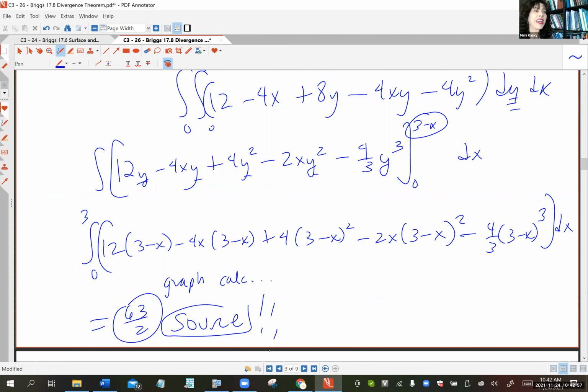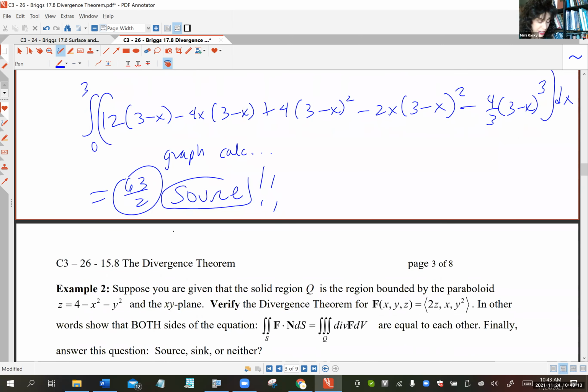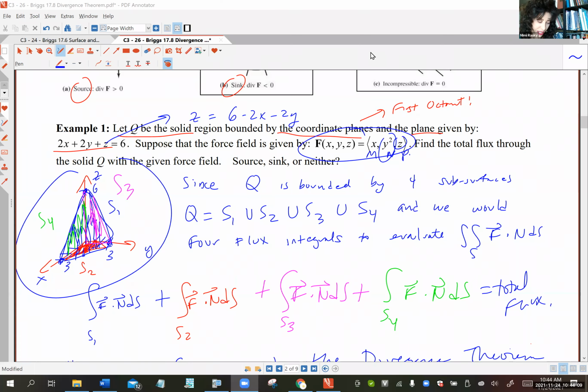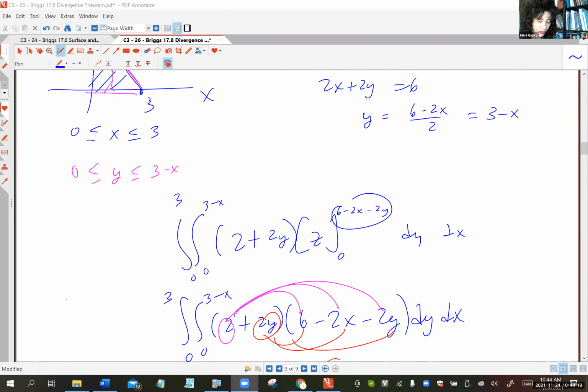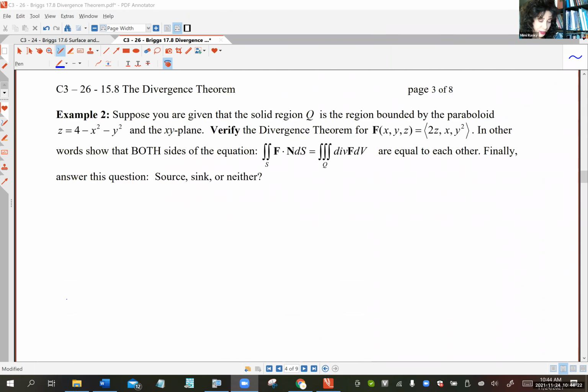And on the other hand, if the leprechaun is sitting inside your solid and drinking in all the water or whatever is coming in, that's when you have a sink, because he's sinking all the water or whatever. So if that helps you visualize a source and a sink, so be it. Okay, so we computed the total flux through this tetrahedron, and it was a positive value. So more water is flowing out of this solid than flowing back in. It's a source.